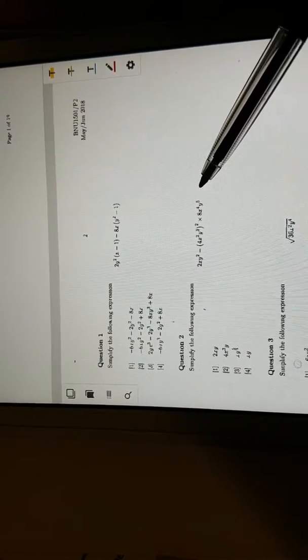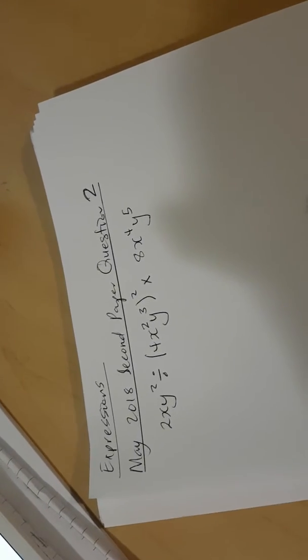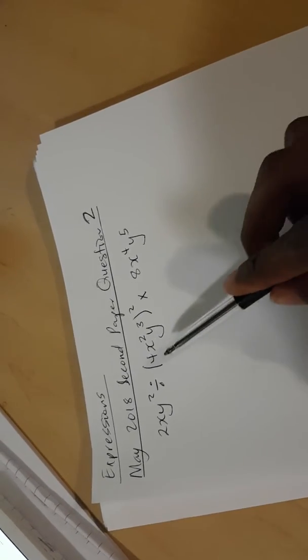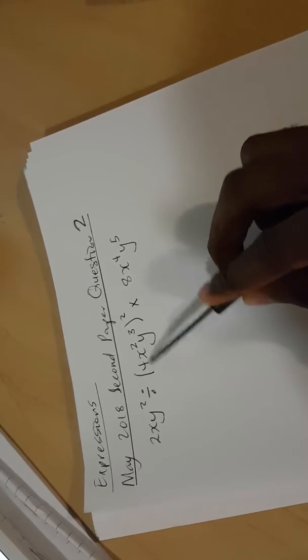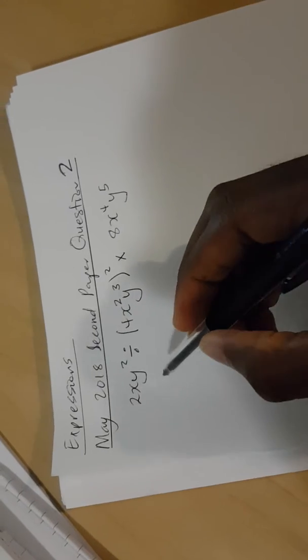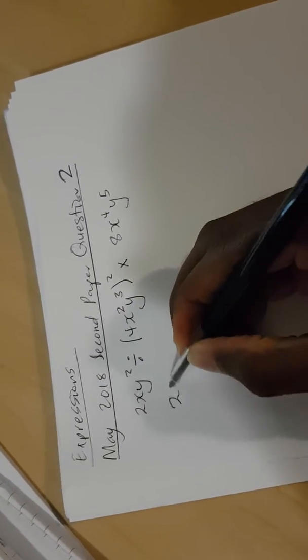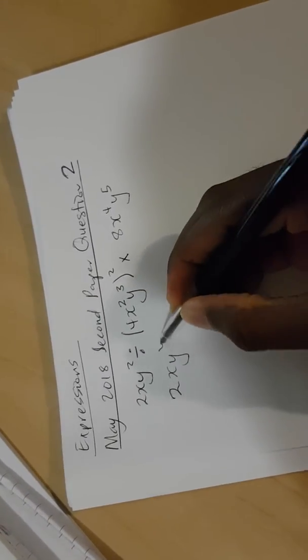So divided by bracket 4x squared y^3 close bracket all to the power of 2 times 8x to the power 4 y to the power 5. So now the first thing to do when you're dealing with this kind of question is to get rid of the bracket. This is the bracket I'm talking about. So now what must we do? Let's bring this down. This will not change. 2xy^4 will not change.